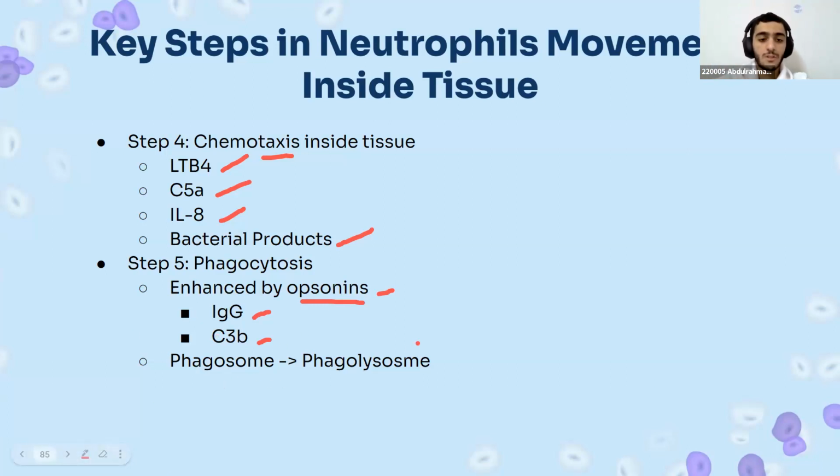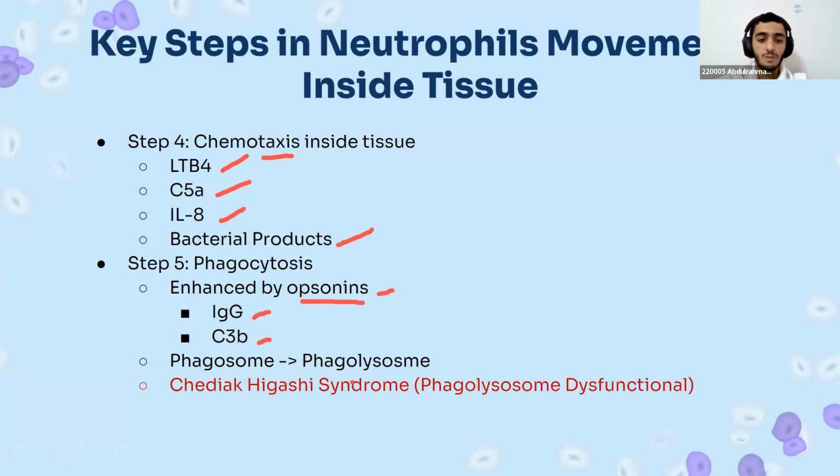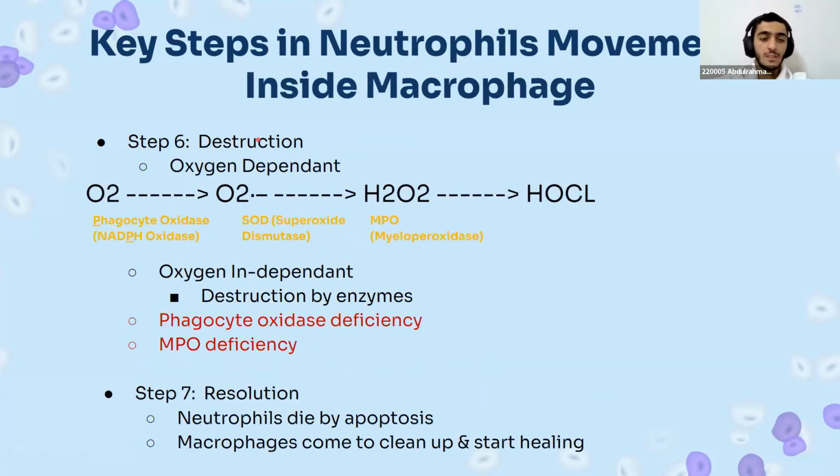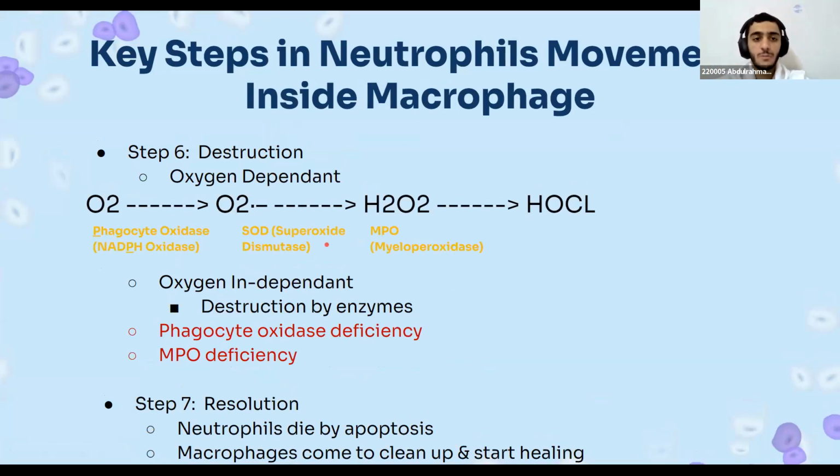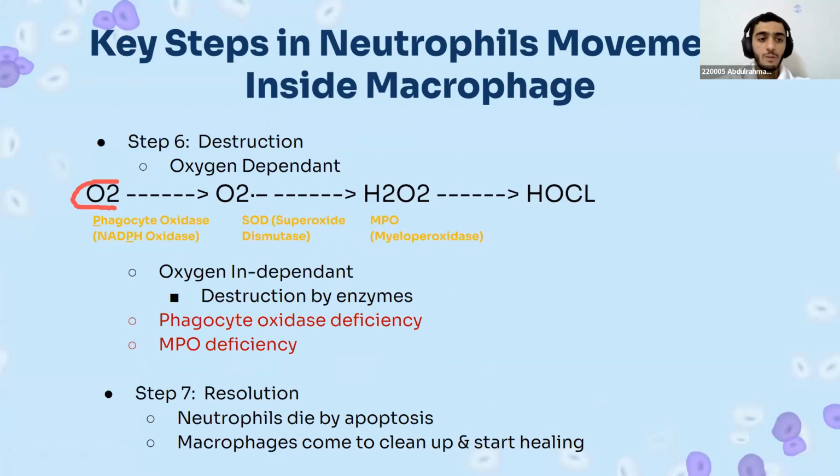All right, then you got phagosomes and phagolysosomes. So phagolysosome is damaged in Chediak-Higashi syndrome, which is dysfunctional phagolysosome. And then the last step is going to be destruction. So this process, remember the process that Shahd was explaining to you earlier, which is basically the oxygen-dependent pathway. For oxygen, first thing that you want to do is create the oxygen free radical. This is an O2 minus, okay? So this is the oxygen free radical.